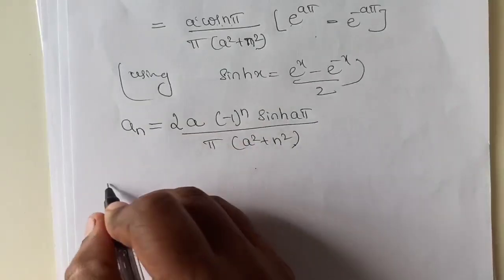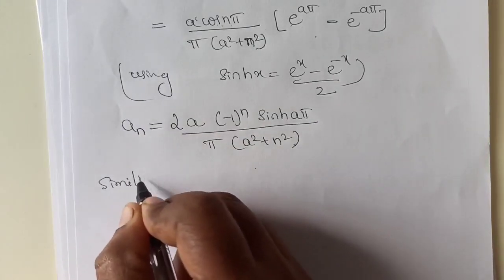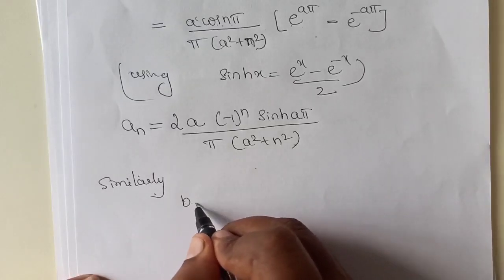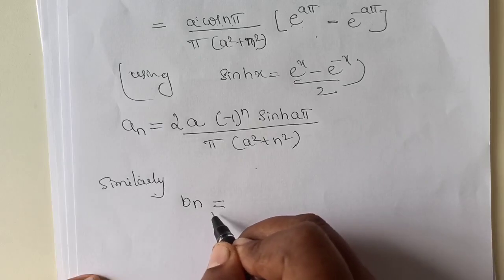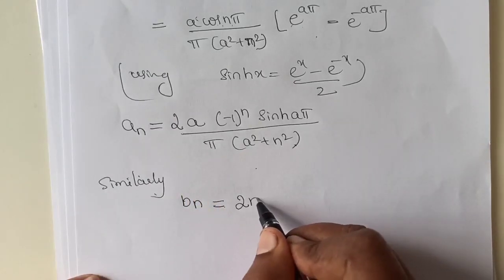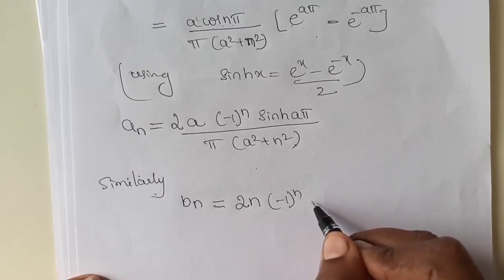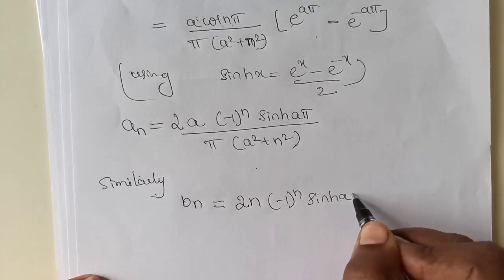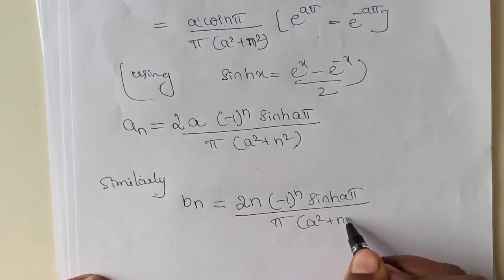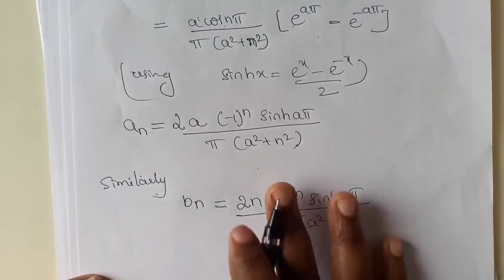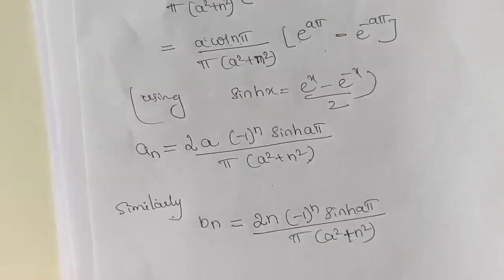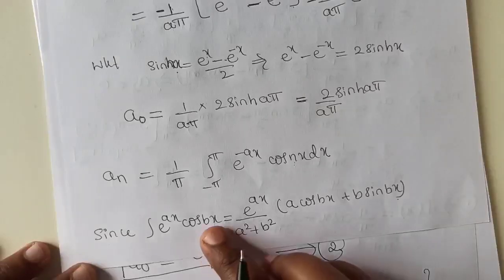So similarly we can calculate the bn value. So bn is equal to, directly we write the bn value: 2n minus 1 raised to n sinh a pi divided by pi into a square plus n square. Why do we write it directly? Because the integration formula for this is almost the same. So this integration formula is the same.